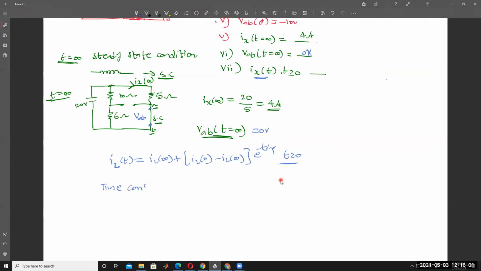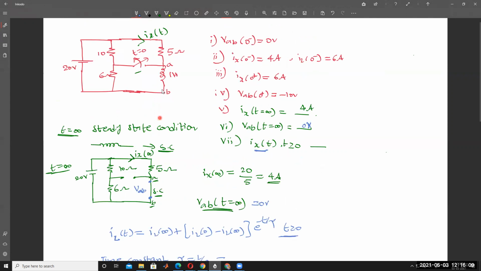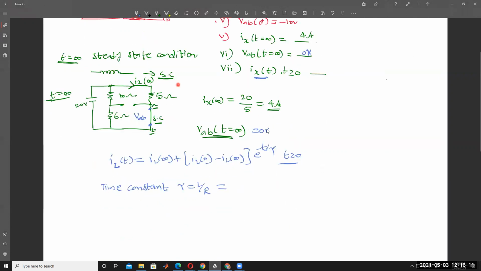This is called an RL circuit. Time constant tau is equal to L by R. Am I right? Then what is the inductance L? Here it is 1 Henry, so inductance is equal to 1. And then what is the R equivalent?